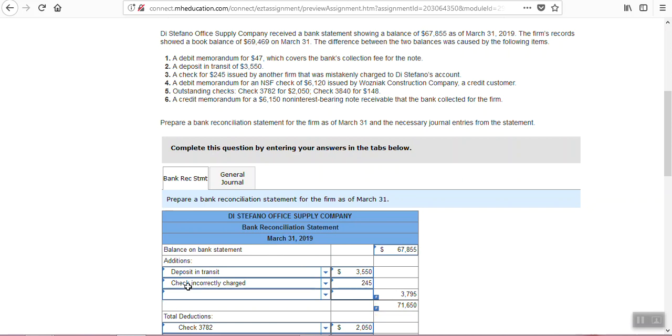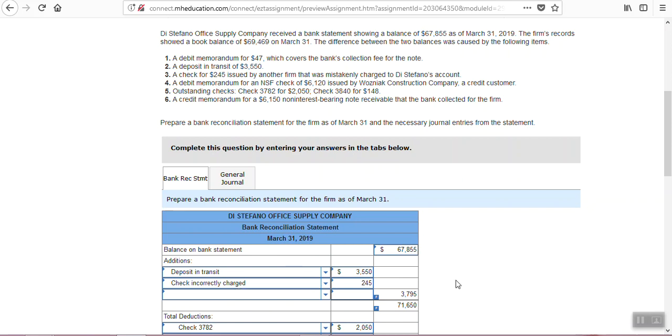And the reason is, when we see a check that's taken out of our account that shouldn't have been, we're going to call the bank and say, hey, you took out $245 out of our account, and it should not have been, and the bank's going to fix that. And to fix it, they're going to put that money back in our account. So that's why it's here. They took it out by mistake, so here we're adding it back in, and we're going to straighten that out with the bank.